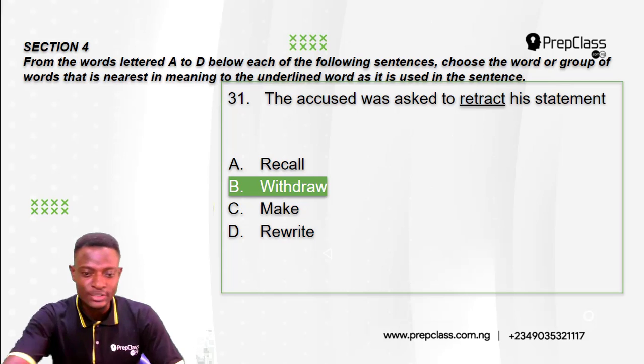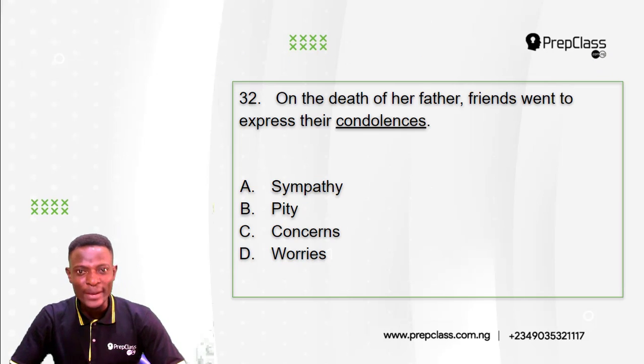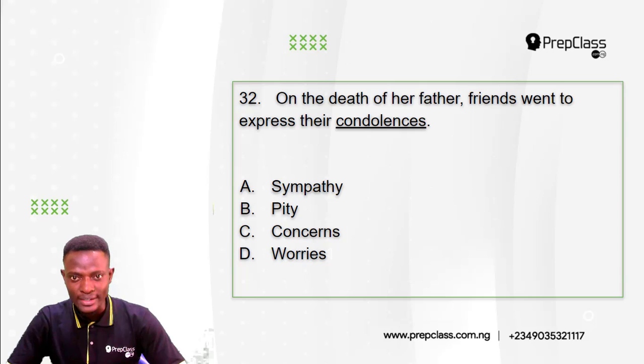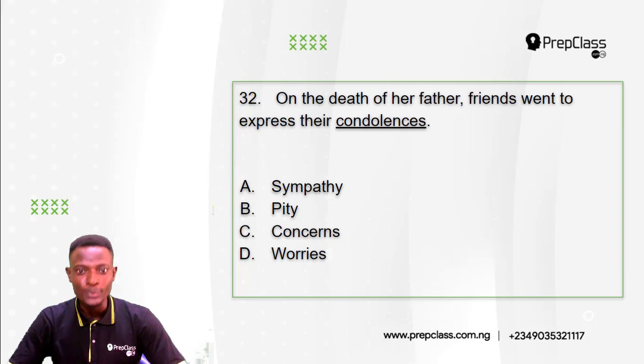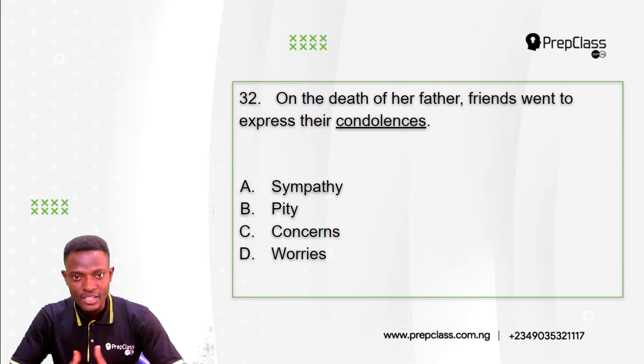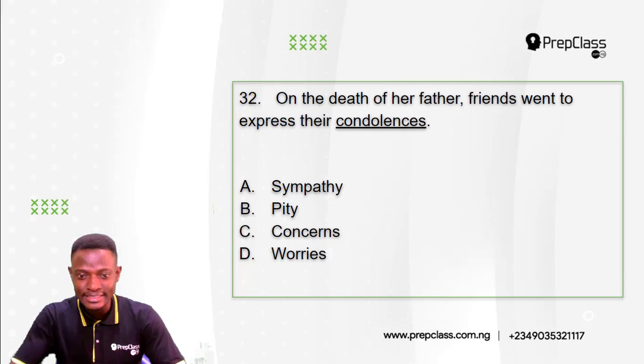Alright. Moving on to the next question, question 32. Remember, we had to select the option that is the nearest in meaning to the underlined word. Question 32 reads: on the death of a father, friends went to express their condolences. The underlined word here is condolences. Option A, sympathy. Option B, pity. Option C, concerns. Option D, worries. So, which of these options is the nearest in meaning to condolences as it is used in this sentence?